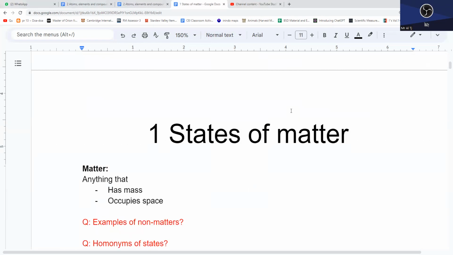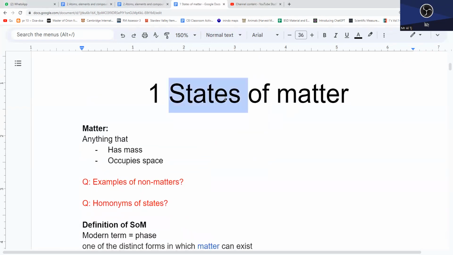So before we go further here, let's understand the meaning of the states of matter. Now, let's go into the meaning of matter first. What is matter? In science, matter is meant as something that has mass and occupies space. Anything that fulfills these two is considered to be matter. Now, we can find out what are examples of non-matter. Examples of non-matter would be energy or force. There are still a lot of physical quantities that are considered to be non-matter.